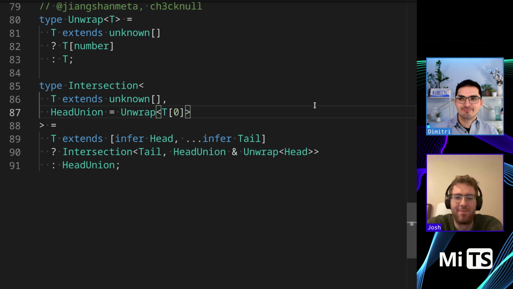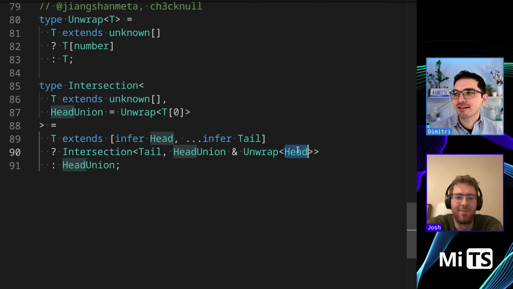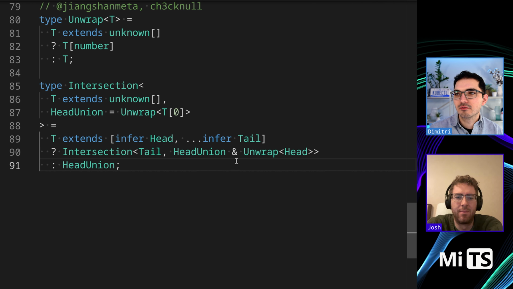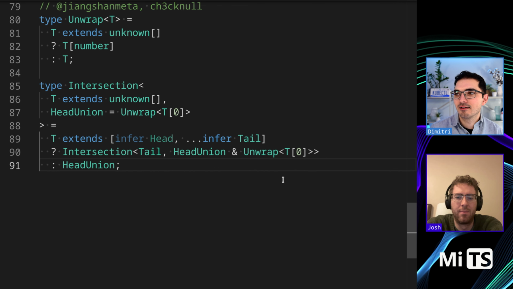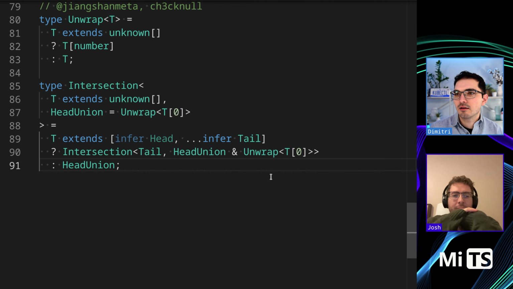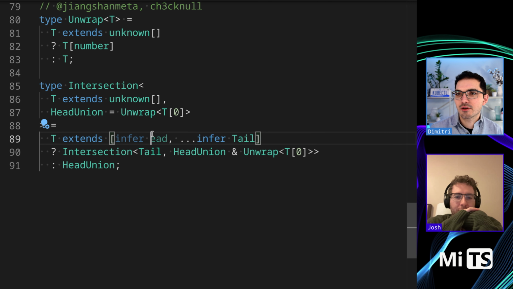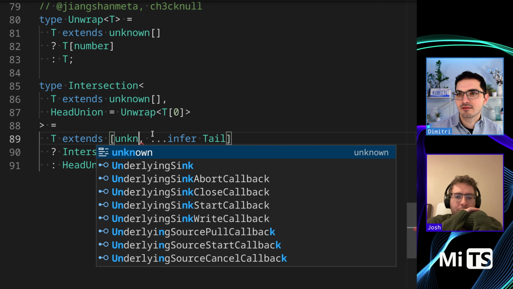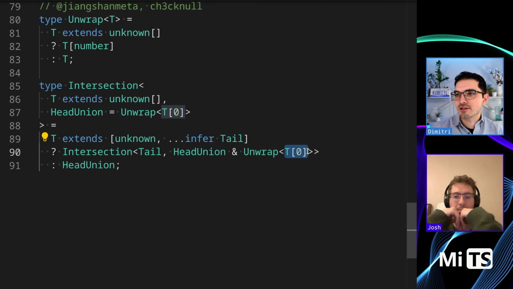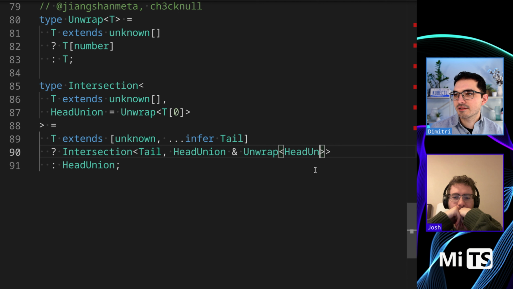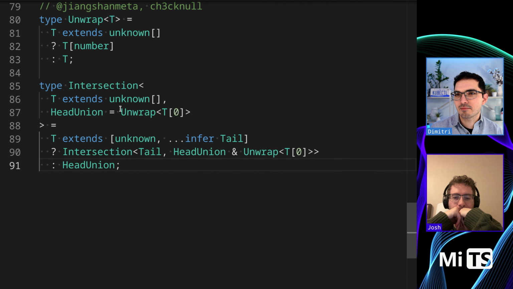Oh, okay. Got it. We're not unwrapping T. We're unwrapping the value itself. So I think we could put T0 here. Okay. So that's like a refactor. This is like saying unwrap head union as well. Oh, does that not work? Oh, because it's already unwrapped. Okay. But those look like the same thing.